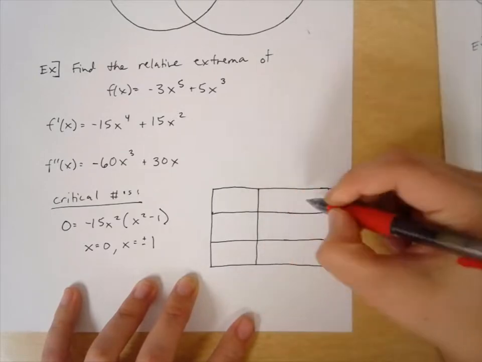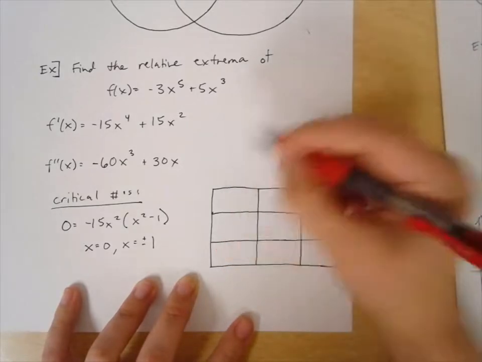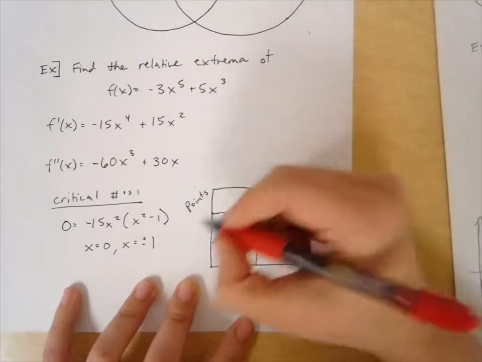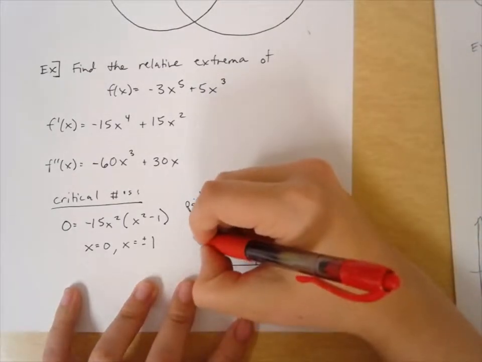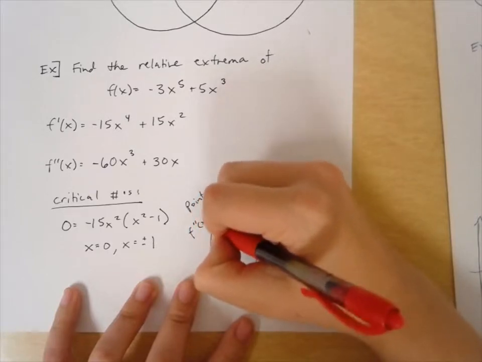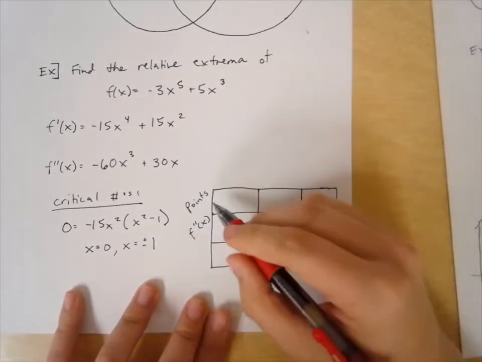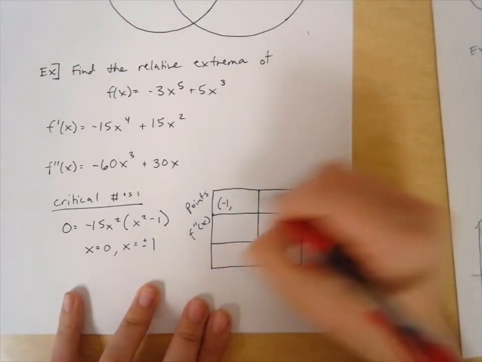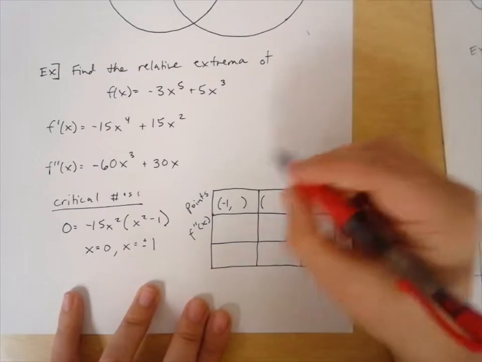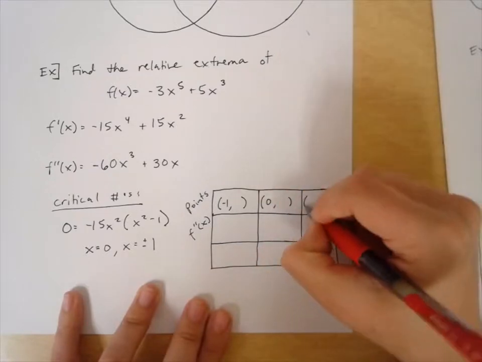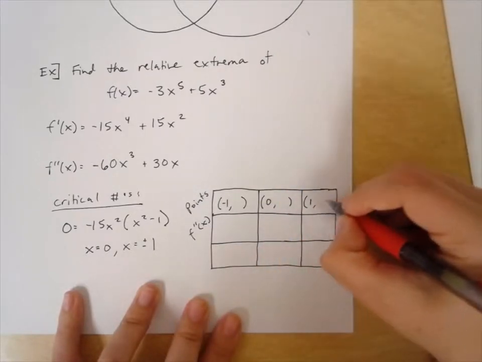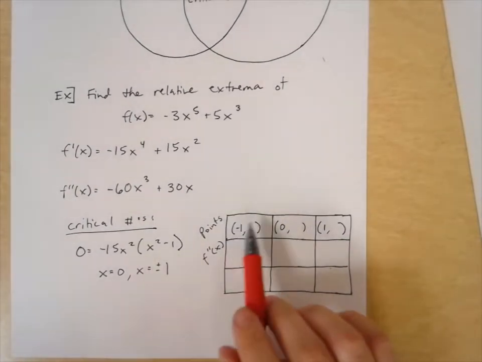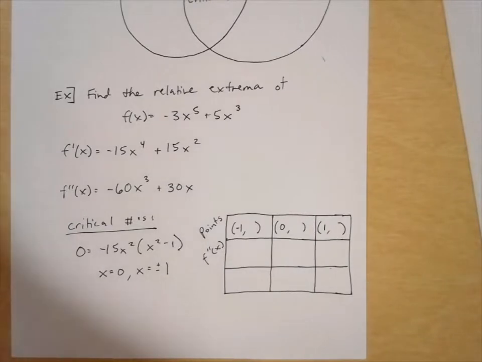So, what I've got going on so far, we'll call these the points. We'll call this f double prime of x, and then we'll determine extrema. So the points I'm going to use are going to be where x is negative 1, where it's 0, and where it is positive 1. And what I'm going to do right now is fill in the rest of these points, and I'll explain how I'm getting this.